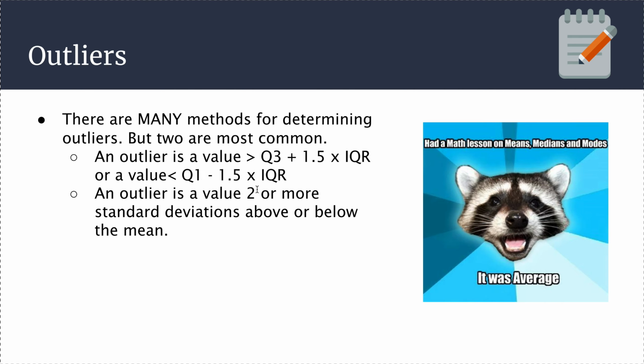Some people will also use this. If we have standard deviations, many people will say that an outlier is a value 2 or more standard deviations above or below the mean. Let's take a look.